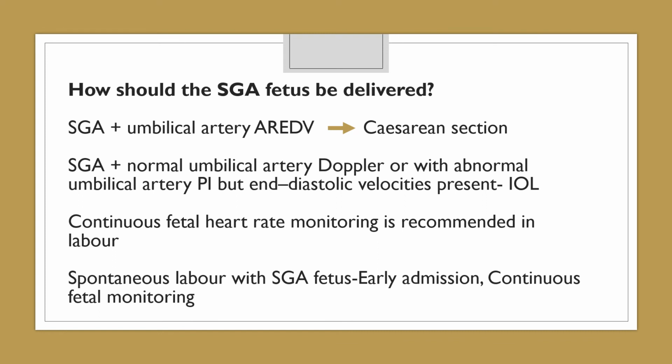How should the SGA fetus be delivered? If there is SGA with umbilical artery absent or reversed end diastolic velocity, then a caesarean section is recommended. If there is SGA with normal umbilical artery Doppler, or with abnormal umbilical artery but end diastolic velocity present, then induction of labor is recommended. Continuous fetal monitoring is recommended in labor.